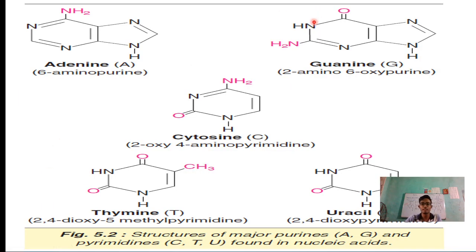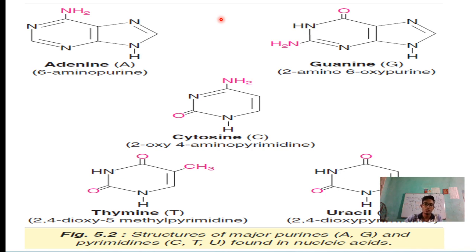You can see this type of oxo group is present at the guanine, and here an NH group is present. They can show the tautomerism. In the case of cytosine, they also show tautomerism because there is an oxo group present. Where you can see the oxo group is present, there will be a probability of showing this tautomerism.